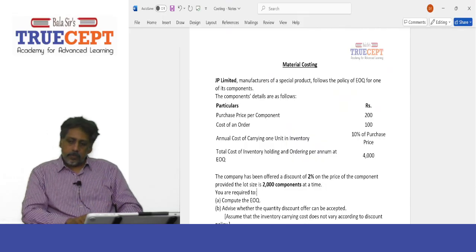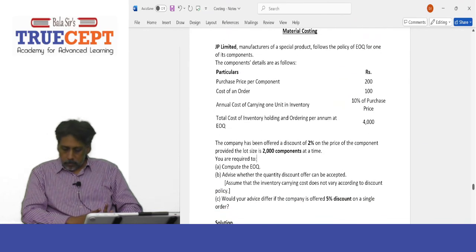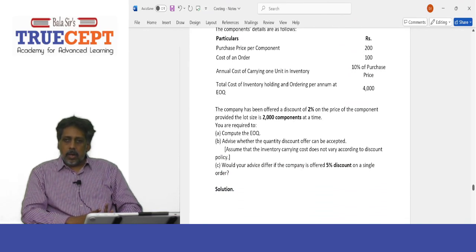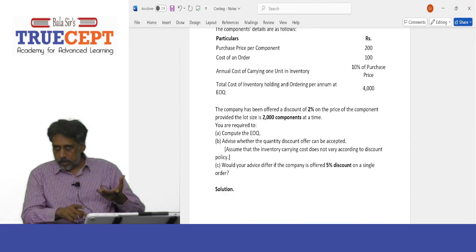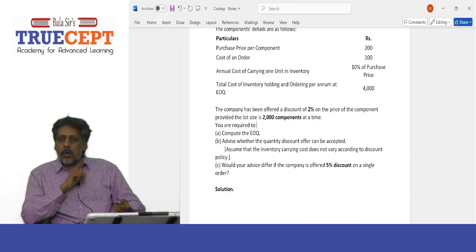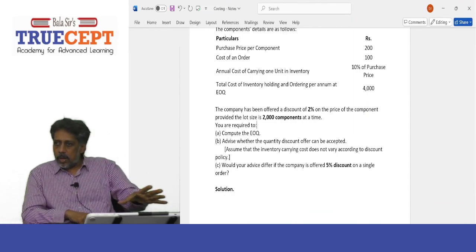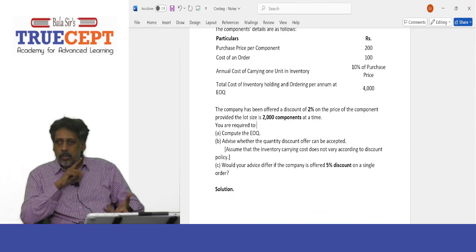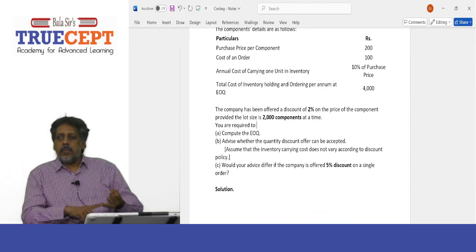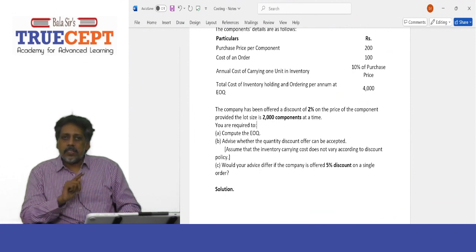Then read further. The company has been offered a discount of 2% on the price of the component, provided the lot size is 2,000 components at a time. That means there is a 2% discount on rupees 200 offered, provided you purchase how many units? 2,000 components each time. But so far they haven't given the data regarding the annual requirement, right? If you purchase 2,000 components at a time, you can enjoy a discount of 2% on the rupees 200 purchase price. That means you can buy the quantity at rupees 196 per unit.